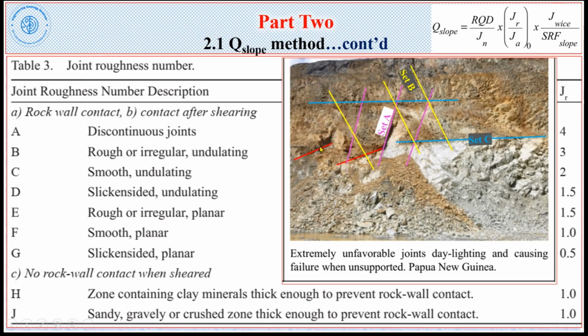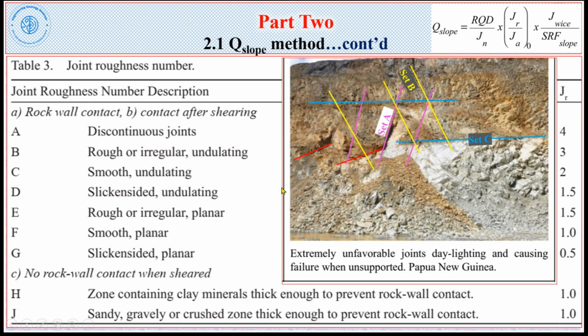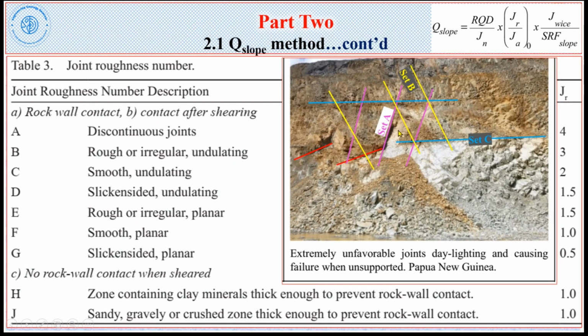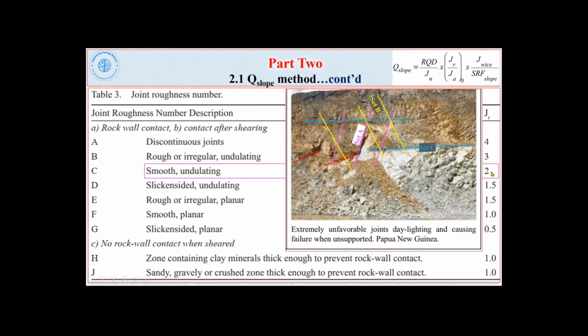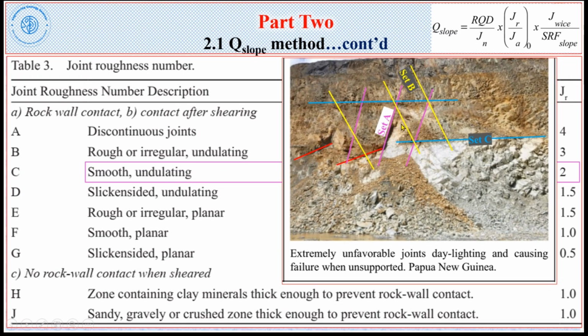The joint roughness number descriptions are given here, and you have to correlate the joint wall irregularities or roughness with one of these descriptions. For example, in the present case, for joint set A, joints that are aligned in this direction, assume this is a joint wall, this face. I correlated this joint wall face with the C description, that is smooth undulating, and for each description there is a corresponding joint roughness rating number given. So I just observed this joint wall and correlated it with smooth and undulating, and then I will take 2 as the joint roughness number for joint set A.